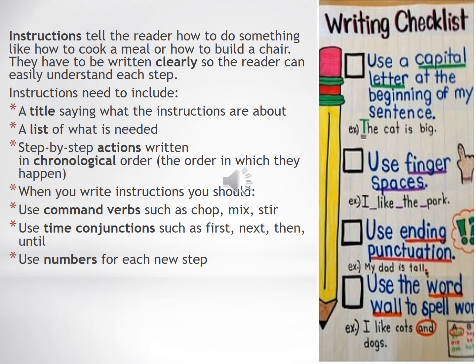Instructions. Instructions tell the reader how to do something, like how to cook a meal or how to build a chair. They have to be written clearly so the reader can easily understand each step. Instructions need to include a title saying what the instructions are about, a list of what is needed, and step-by-step actions written in chronological order. Chronological order means the order in which they happen.